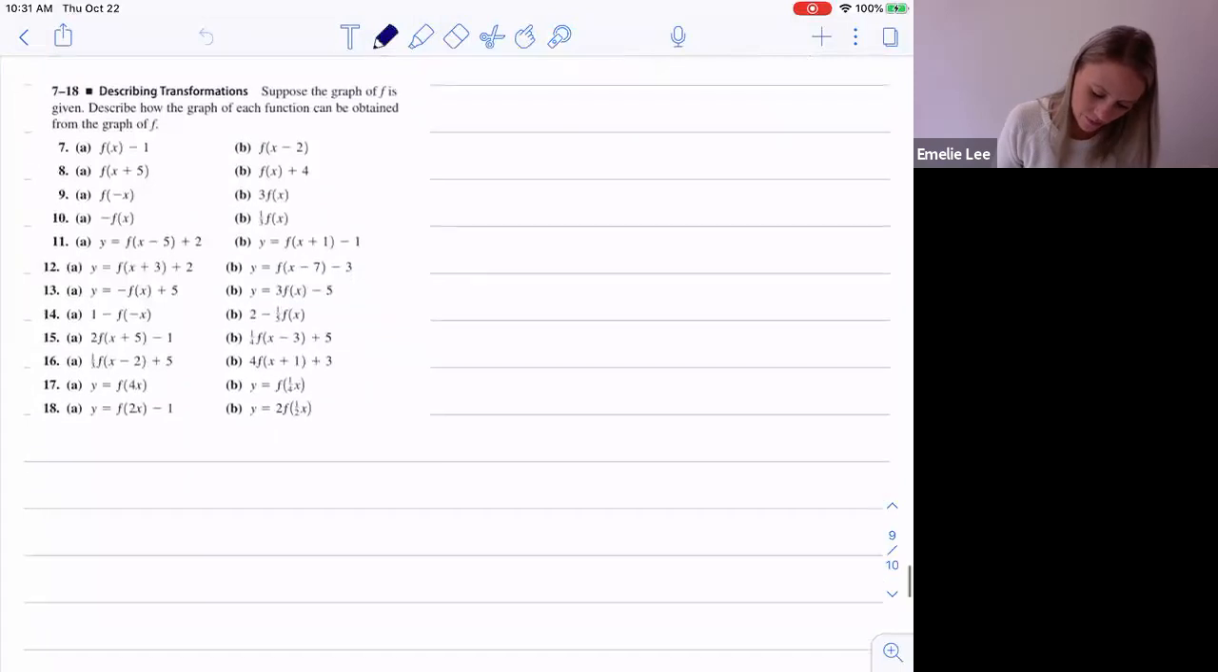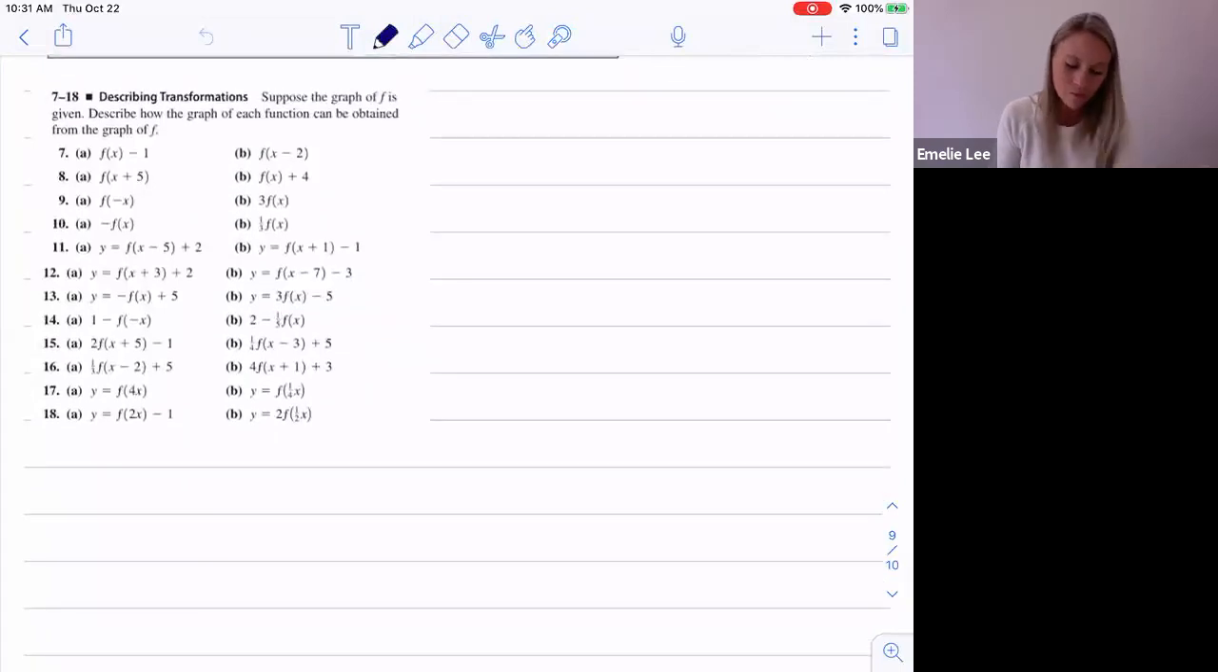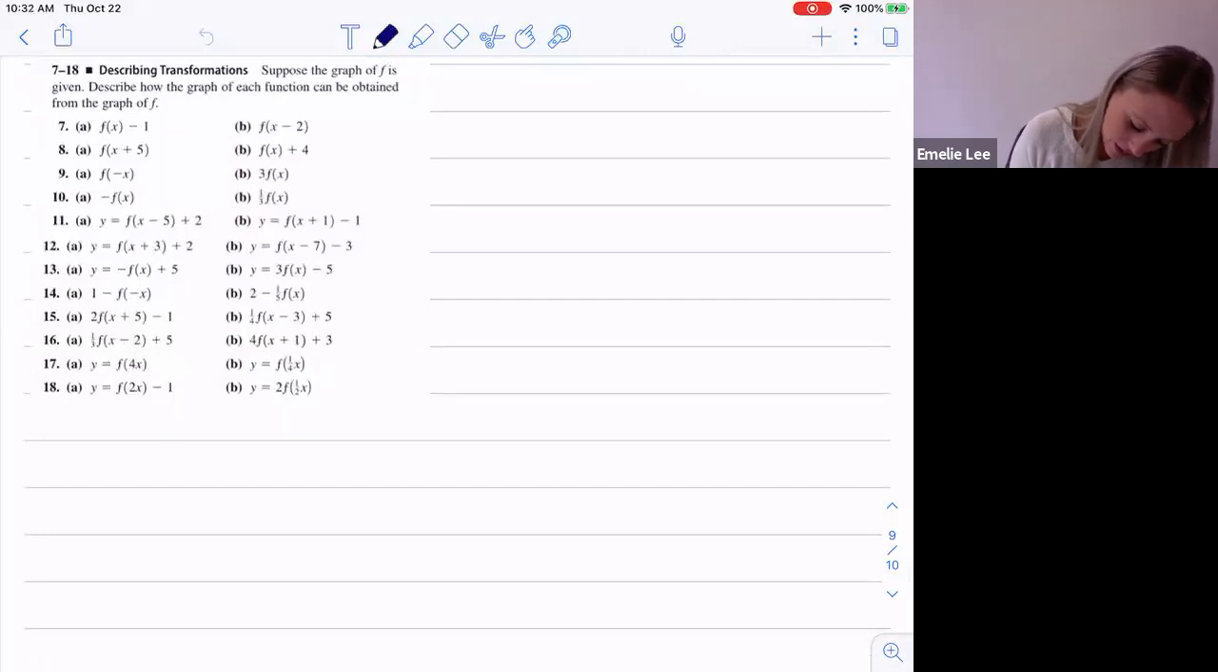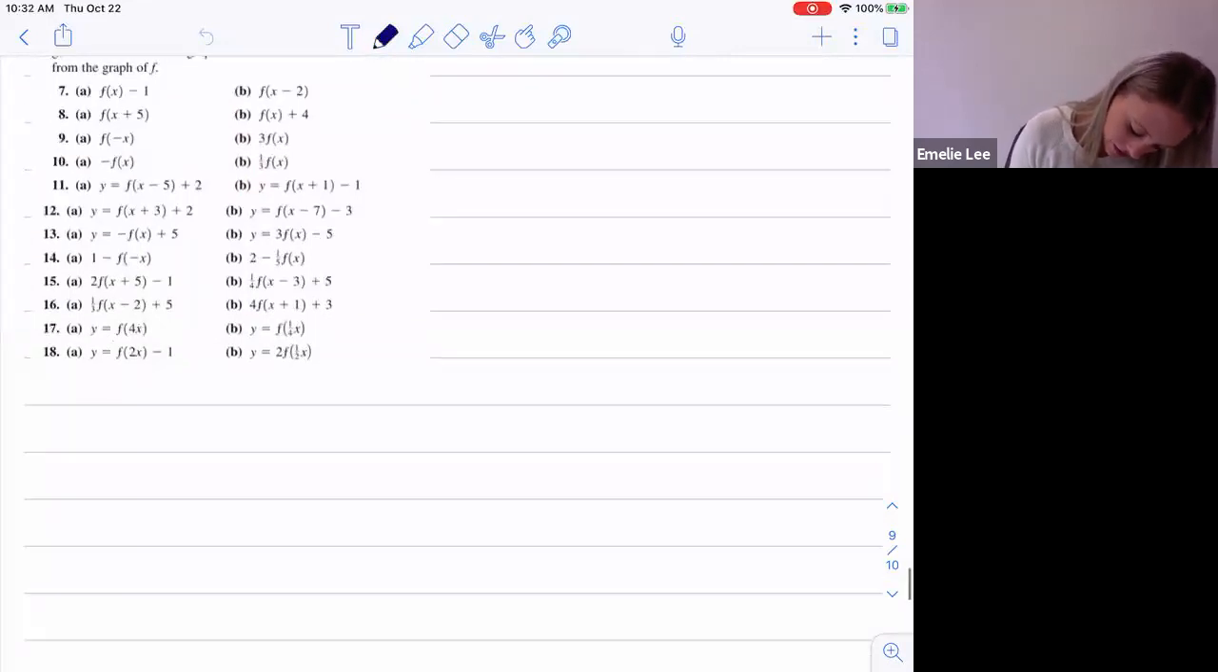So it says, suppose the graph of f is given. Describe how the graph of each function can be obtained from the graph of f. If you've got a default function f of x, then we're given some of these transformations, and we're just going to talk about what these things would look like. We don't know what f looks like, but we can start here.